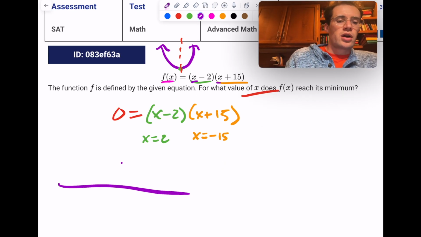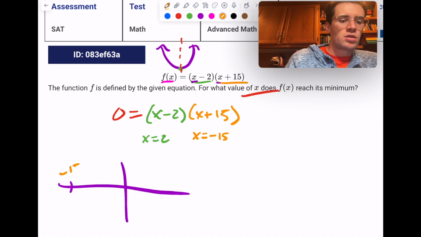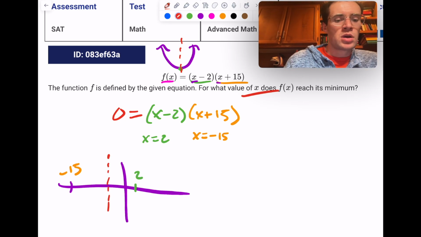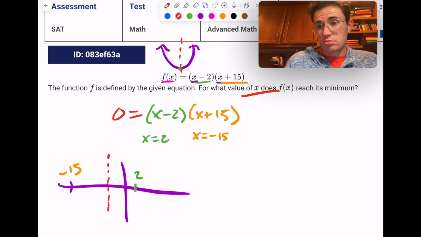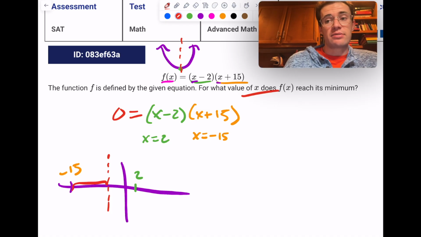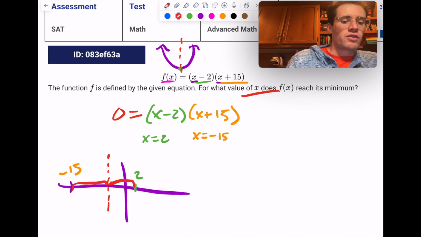If we draw out our axes, we'd have negative 15 over here, 2 right there, and the axis of symmetry will be halfway between them. So you could figure out what you have to add to negative 15 to get 2, which would be 17. So you have to either add half of 17, or add 17 halves, which is 8.5, to negative 15, or subtract 8.5 from 2.